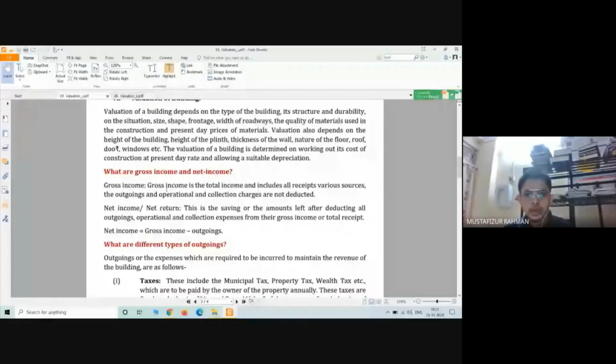Income and net income, we will know obviously. Gross income means total income, including all the receipts. And net income will mean we are deducting the outgoings. It's just the net profit. Gross income and net income, it's very easy. Then we will get the net income.